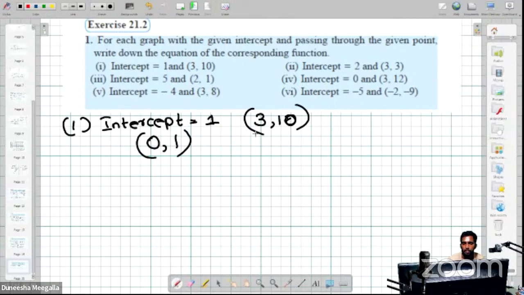Now we have two points. Can you find the gradient? Can you find? All right. Try to find the gradient first. Can you find the gradient?